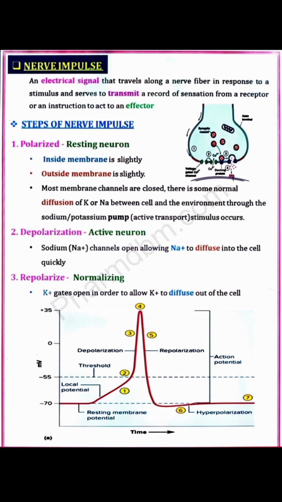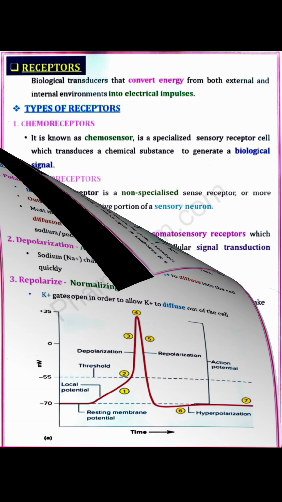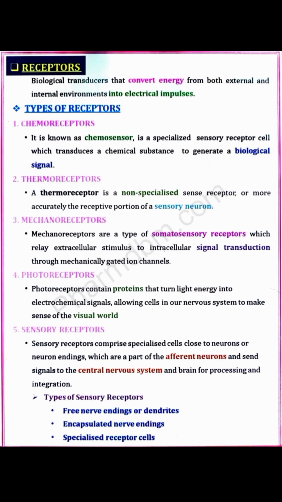Next, depolarization involves the active neuron. Sodium channels opening allows the sodium to diffuse into the cells quickly. Repolarization is normalization of cells, where the potassium gates are open in order to allow the potassium to diffuse out of the cell.